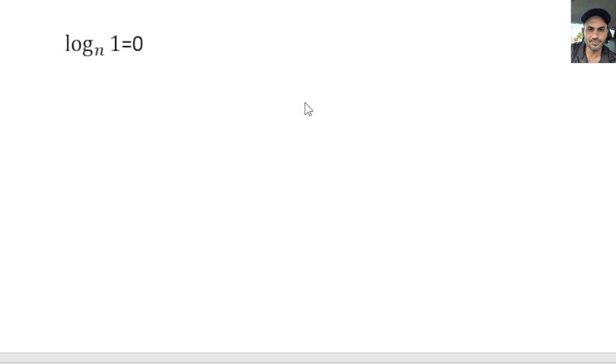Now the next one is, if we take the log of 1 with respect to any base, it comes out to be 0. So I'm going to go ahead and show you that. Log of 1 with any base is always equal to 0. So we are taking a log of 1 with, let's say, base 2. What is that equal to? It should always be equal to 0. I'm going to show you how that is possible.